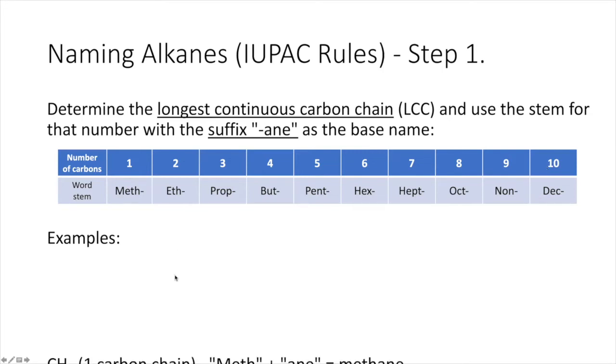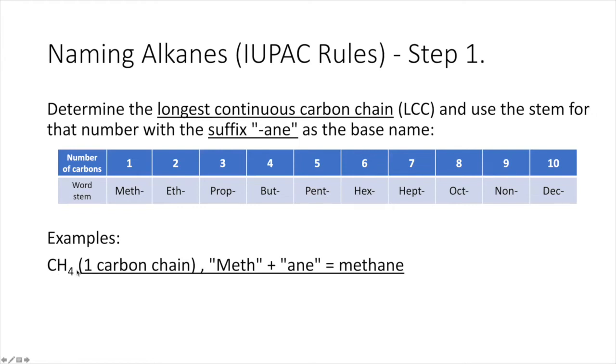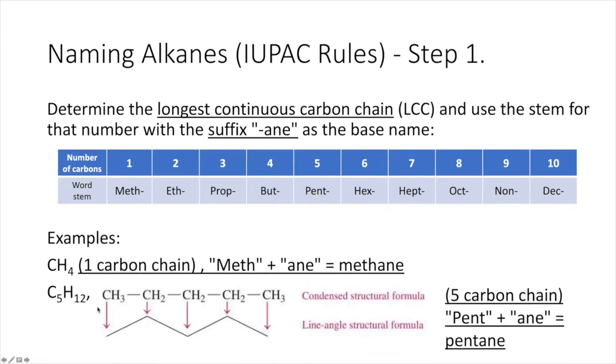So let's do some examples. So if you just have 1 carbon, then we use the stem, which is meth, and I just put the suffix -ane on it, and you have the name methane. Let's do one with 5 carbons. So here is the chemical formula. Here is somewhat like the condensed structural formula, although they did put some lines in there. And then the line angle formula. So we've got 5 carbons, so we go to the table and we see that that is pent. All right, and then I just put the suffix -ane on it, so it becomes pentane.